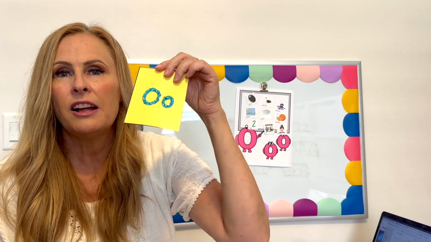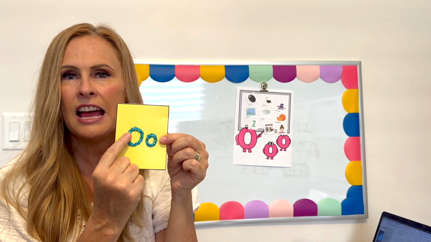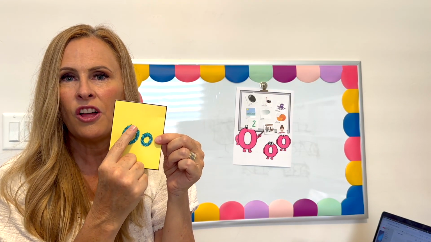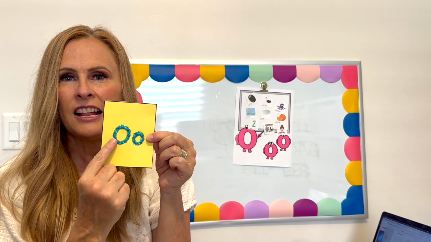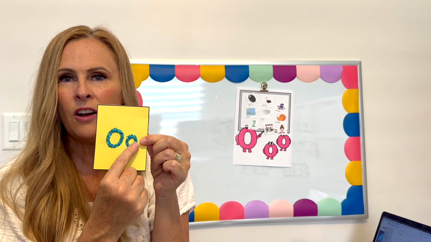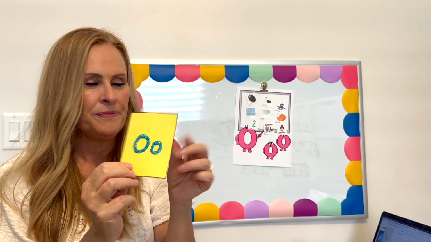Awesome. If you want extra practice, you can use your tactile card and just fill that circle, go all the way around. You could just keep going around and around. It's just like making a circle, a big O and a little o. This one's just a little bit shorter.